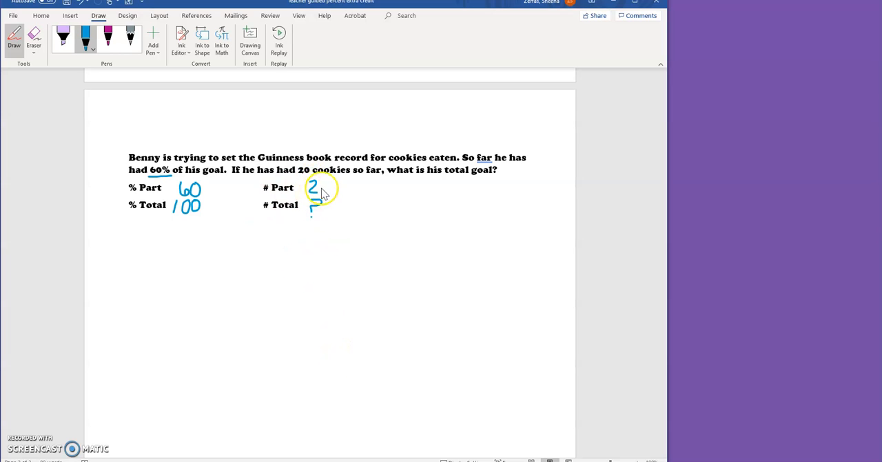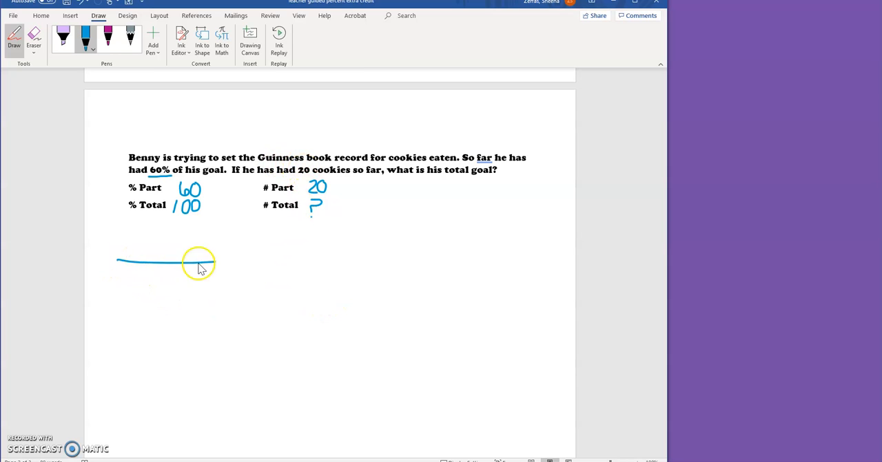And so then 20 is left to be the part. I can also identify that it's a part because I'm telling you he has reached 60% of his goal, and that represents 20 cookies. So 60% isn't a total amount, it's a part, and it's representing this amount.